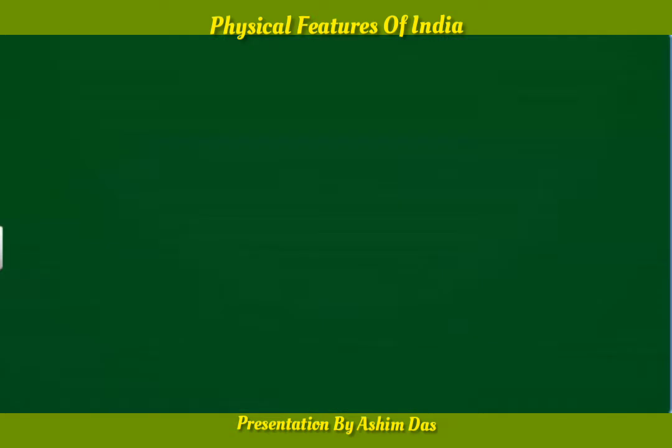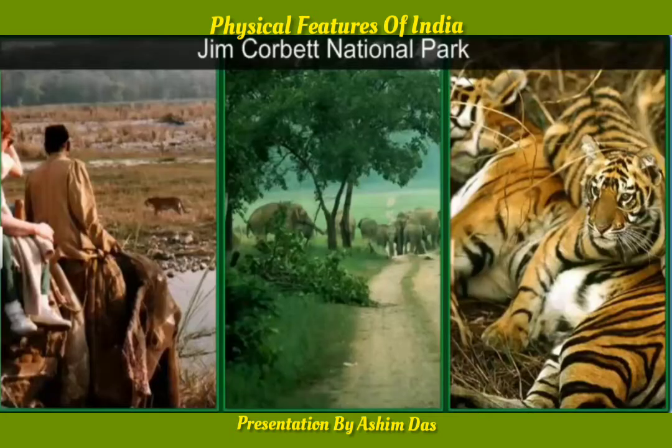Kotli Dun is located in the Jammu region and is known for its scenic beauty. And you must have all heard about the Jim Corbett National Park. This park is located in the Patli Dun region.